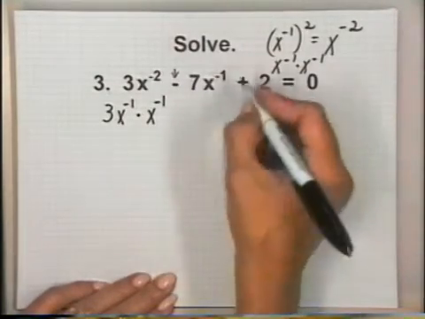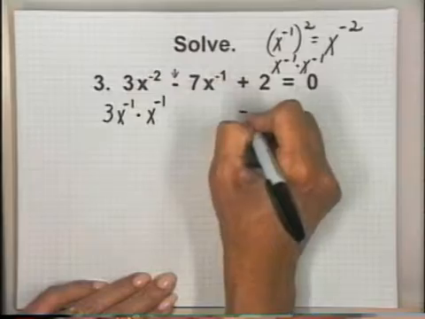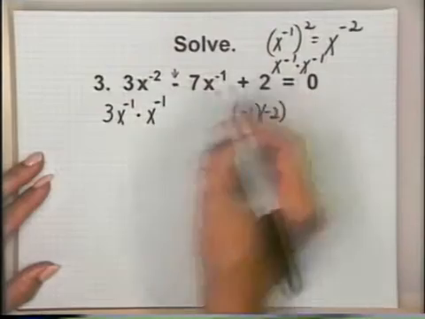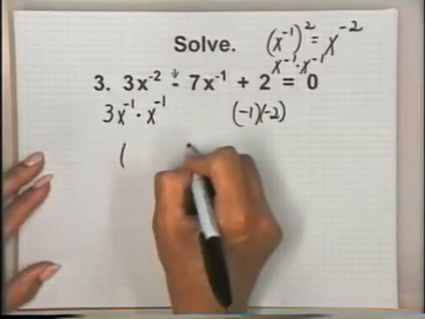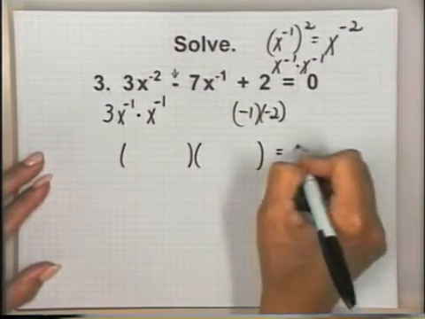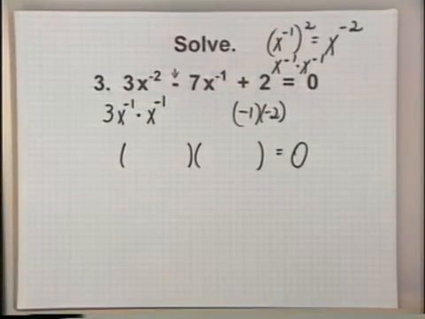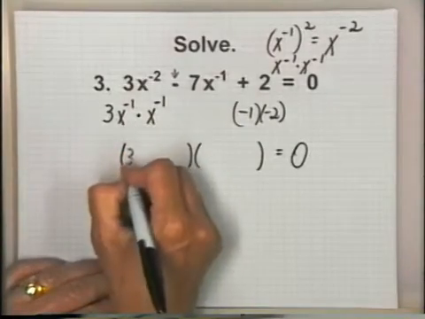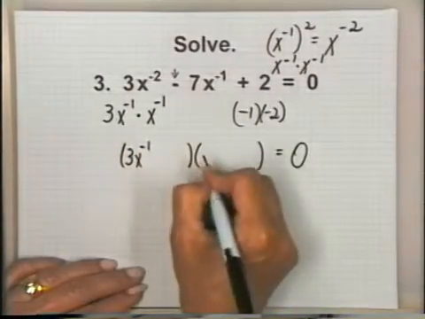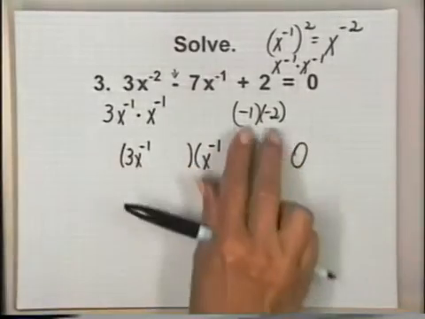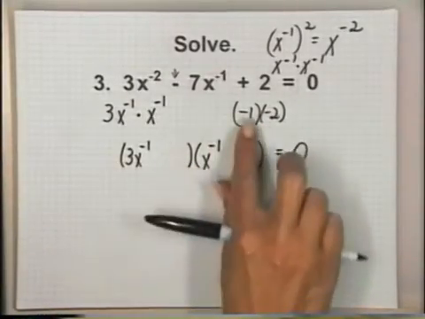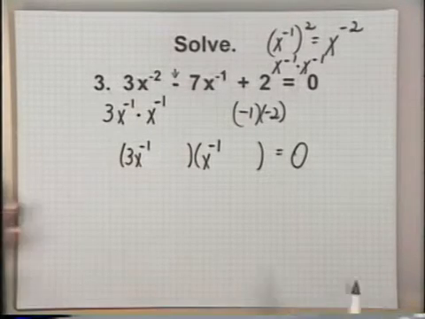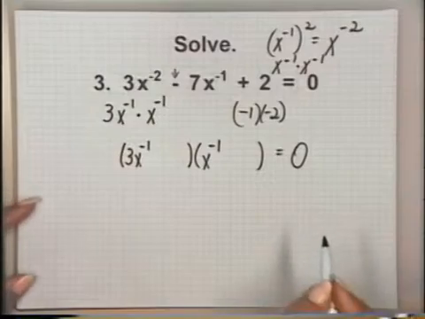Since the second term is negative, that tells me that I will use negative 1 times negative 2. So when I get ready to factor the left side of this equation, of course I look for common factors first, and there aren't any. My choices for first terms here then would be 3x to the negative 1 and x to the negative 1. And my choices for second terms would be negative 1 and negative 2. And it's just figuring out where the negative 1 and where the negative 2 will go.